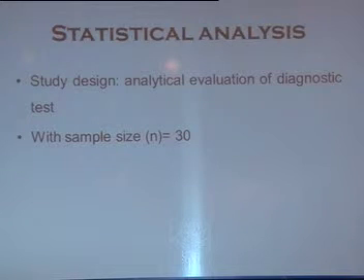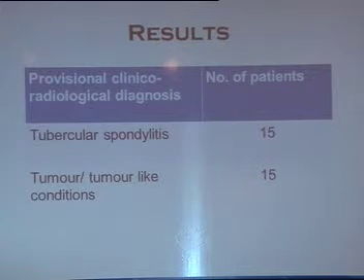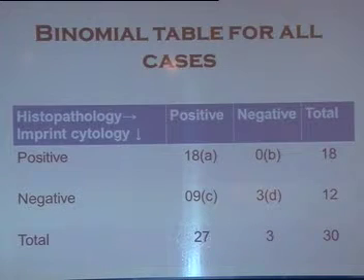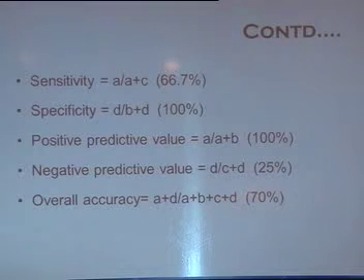My study design is analytical evaluation of the diagnostic test with a sample size of 30. We have included 15 cases of suspected TB spine and 15 cases of suspected neoplastic conditions. This is the binomial table from which I calculated my results.